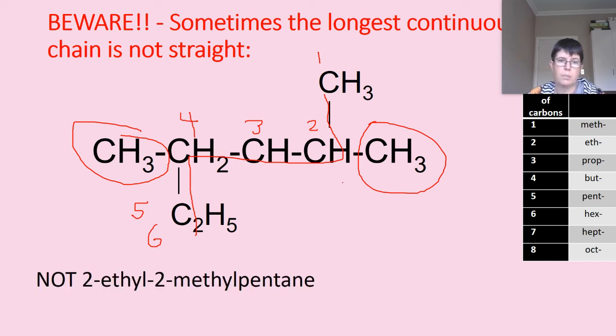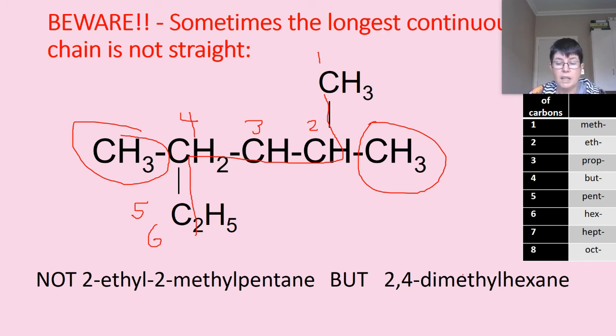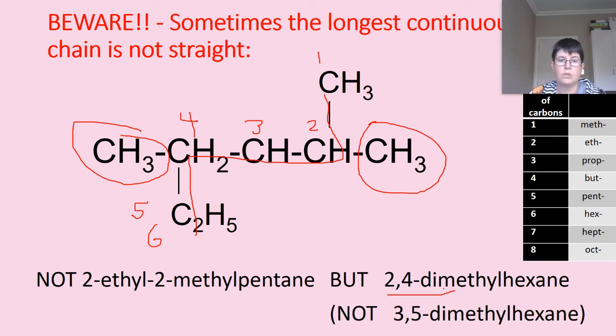So it's not a pentane. The longest chain is 6. It's not 3,5. It is 2,4, because 2,4 is smaller than 3,5. Okay, so that one's quite tricky, but you need to try and get these numbers as small as possible. The main thing was to find the longest parent chain, even if it goes around the corner.